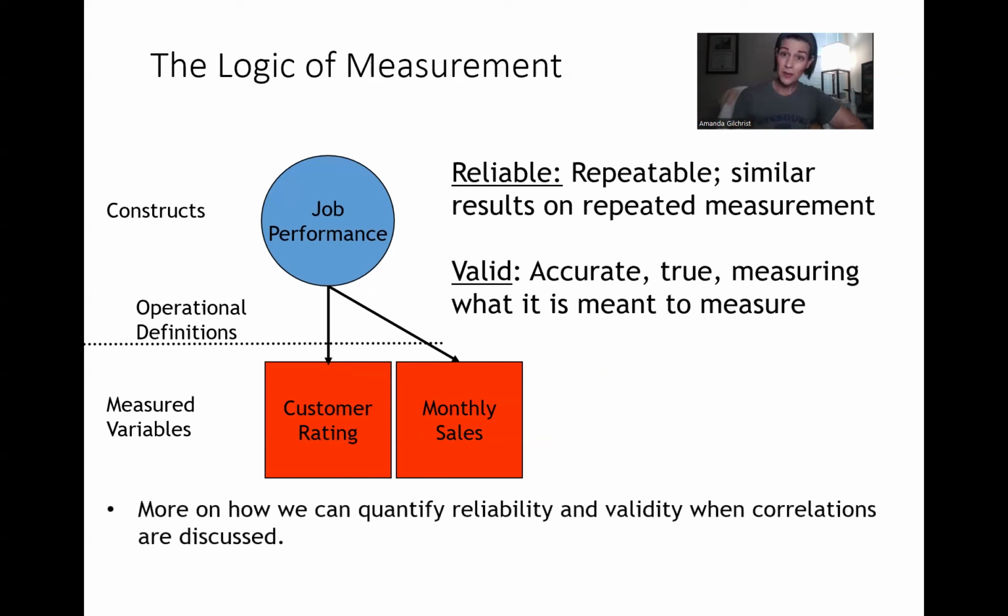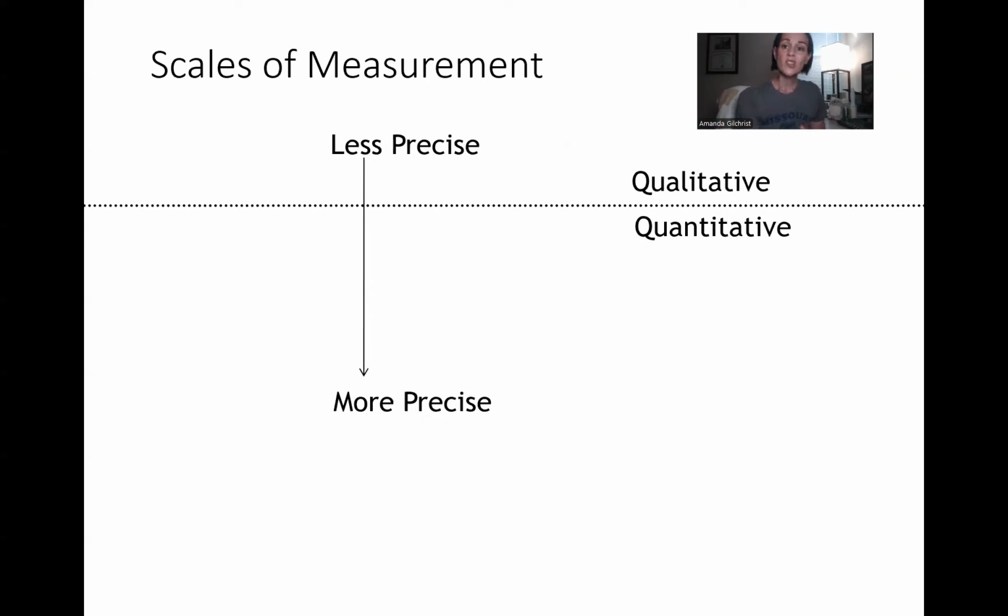And we'll talk a little bit more about some of the different ways that we can quantify both reliability and validity when we talk about correlations. So I'm going to go ahead and stop here. This is our scales of measurement section. I will talk more about this on Thursday.